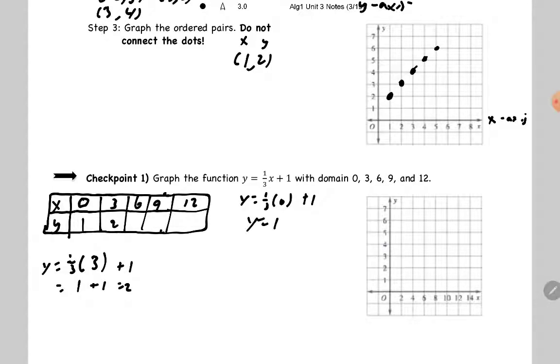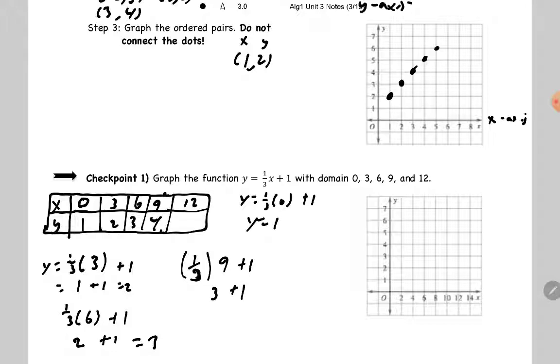If I plug in 6, 1/3 of 6 plus 1. 1/3 of 6 is 2. Plus 1 equals 3. 1/3 of 9 plus 1 is 3 plus 1, which is 4. And then if we plug in 12, 1/3 of 12 is 4. And then plus 1 is 5. And now we're going to graph it.